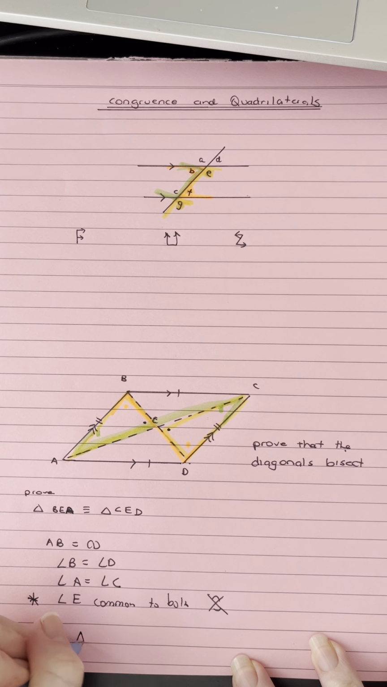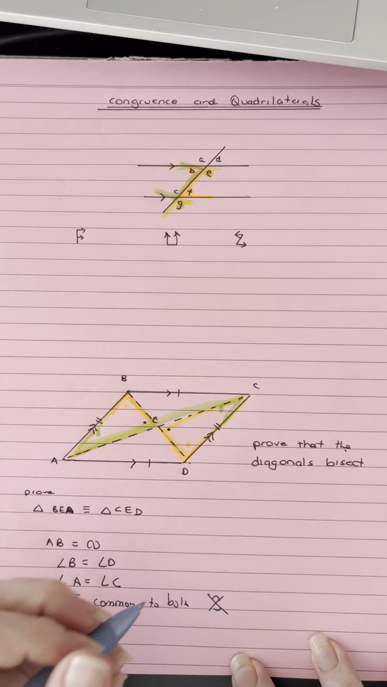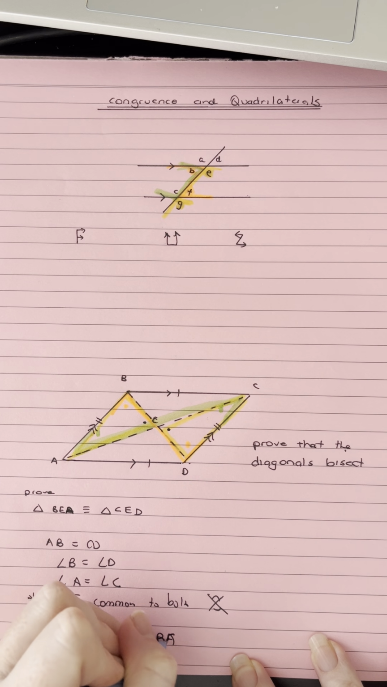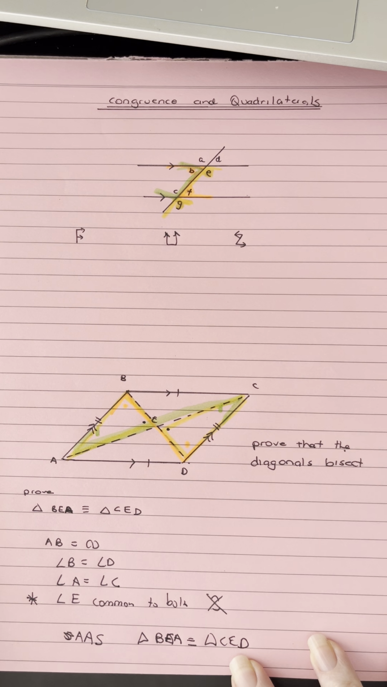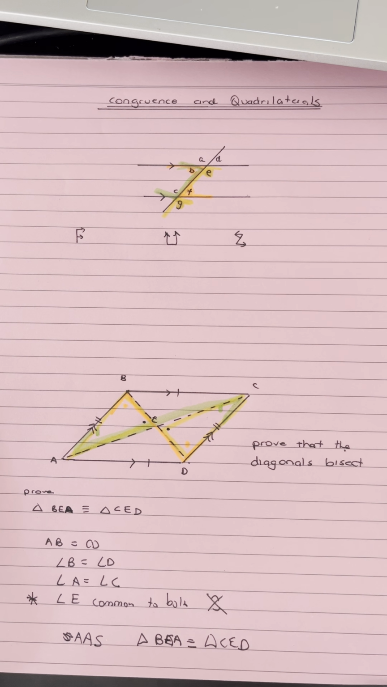So because I've got that, I can say angle side is my reason, but that then implies that triangle BEA is congruent to triangle CED, which would then mean that these sides are also equal. So then that would prove that that diagonal bisects each other.